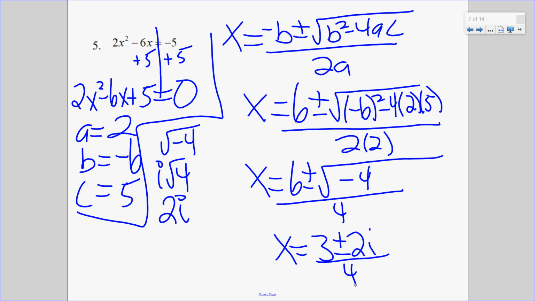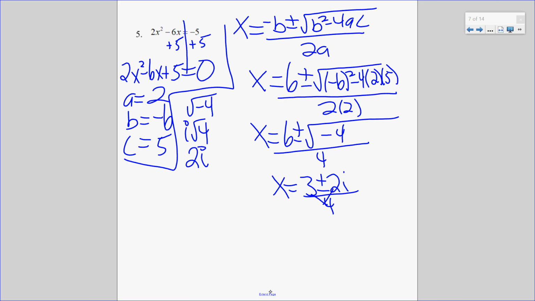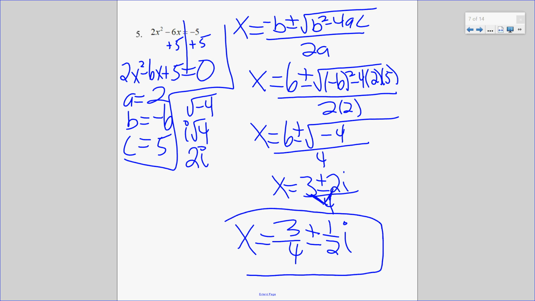Now, if possible, I want to reduce out of everything. Now, there is not something that reduces. However, if there's an i involved, I need to put this into what we call a plus bi form, which means I need to break it apart. So I'm going to put the 3 over the 4, and I'm going to put the 2i over the 4. So 3 over 4 is 3 over 4, plus or minus 2 over 4 reduces to 1 over 2, i. If there's an i involved, we need to break it apart into separate fractions, because for imaginary numbers or complex numbers, I need a real number plus or minus an imaginary number.